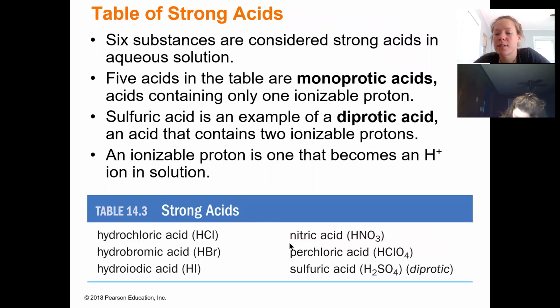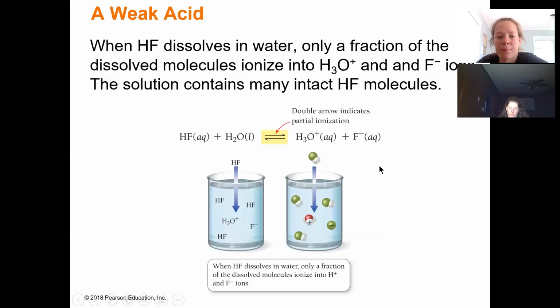Now, here's a list of the 6 strong acids. As far as how this goes, there are 6 strong acids. Any other acid is classified as a weak acid. So if you know these 6 strong ones, you will know all the weak ones because it just won't be one of these. 5 of them are monoprotic acids, meaning that they contain only one ionizable proton. So hydrochloric acid, hydrobromic acid, hydroiodic acid, nitric acid, perchloric acid, and then we have one diprotic acid, which is an acid that has 2 hydrogens that can be ionized, sulfuric acid. But remember, each hydrogen will ionize on its own. So we would ionize the first hydrogen, and then we would ionize the second one at a later point.